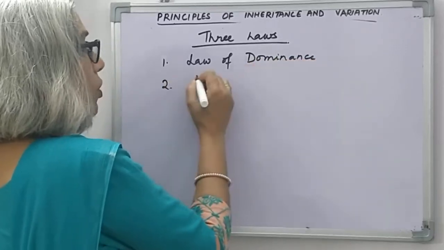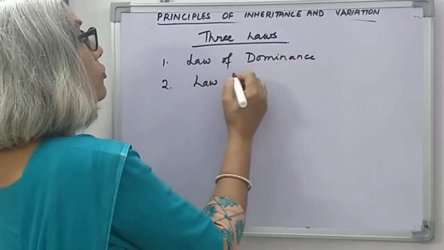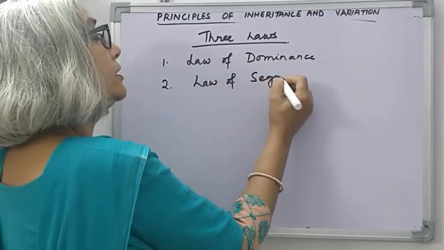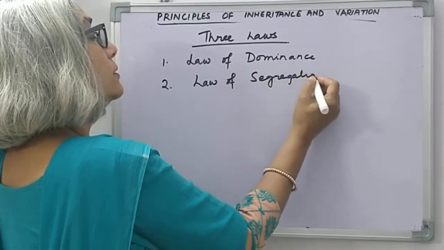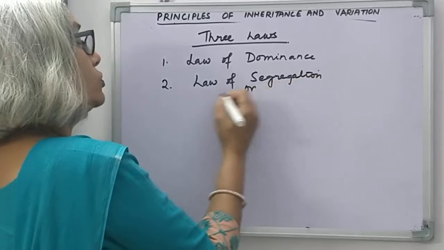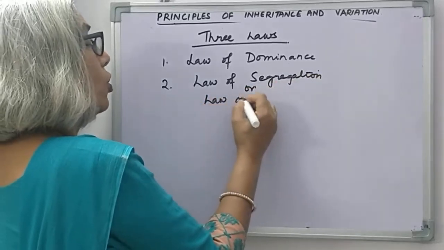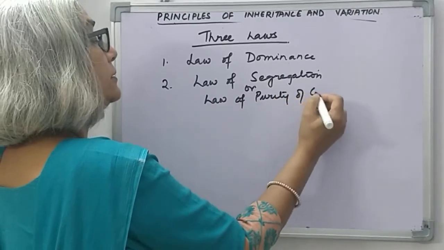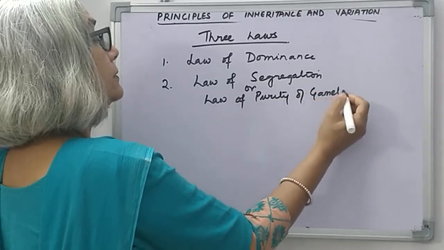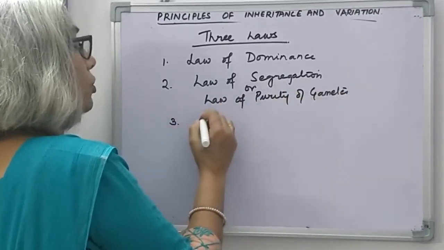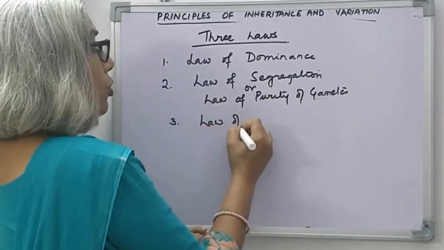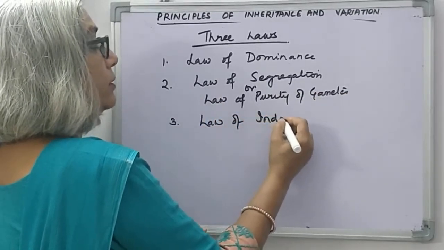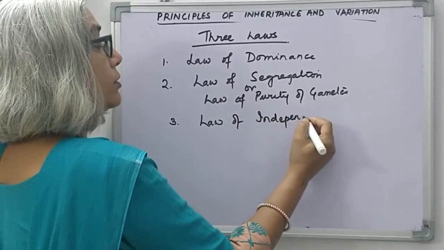The second law is called law of segregation, or this law is also called law of purity of gametes, and the third law is called law of independent assortment.